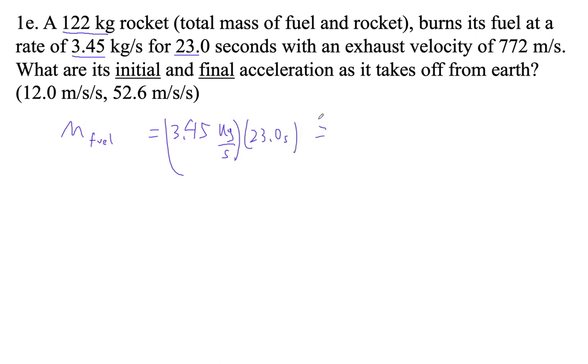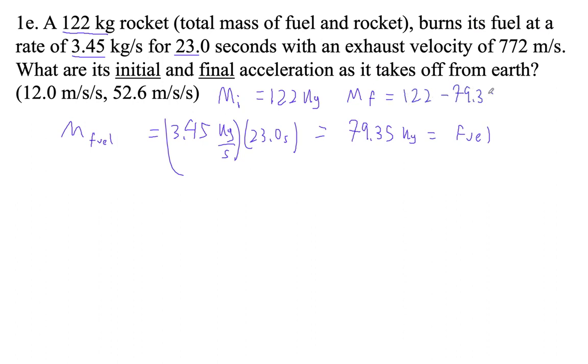This is rocket science, so it is hard. 3.45 times 23 is 79.35 kilograms of fuel, right? That means that the initial mass of the rocket is 122 kilograms. And the final mass of the rocket is 122 minus the fuel. So 122 minus that number is 42.65.